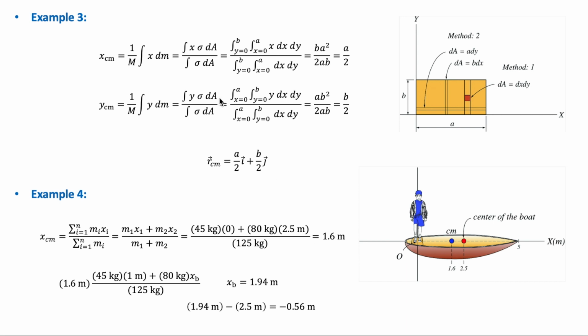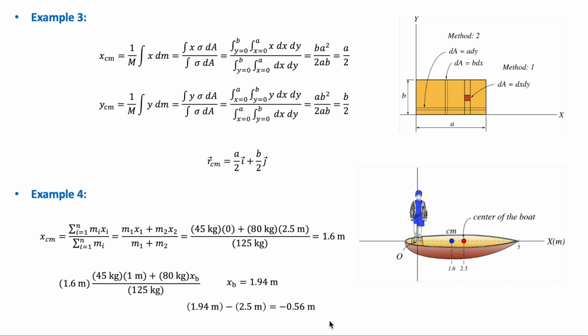So for the third example, we want to find the position of the center of mass of this rectangular plate that has a uniform surface density sigma. So we first find the position along the x-axis and then along the y-axis, and the position vector is given by this equation, and as you can see, it is located at the geometric center because the density is uniform.